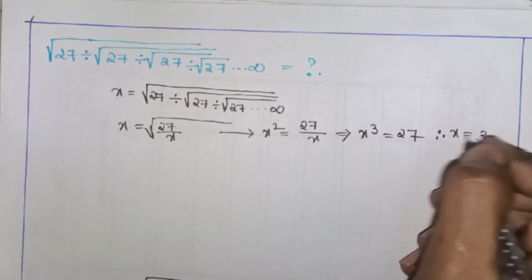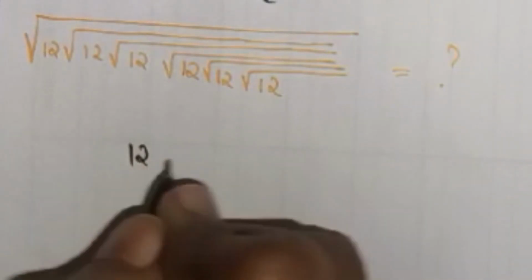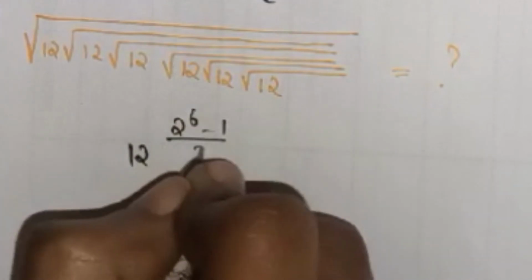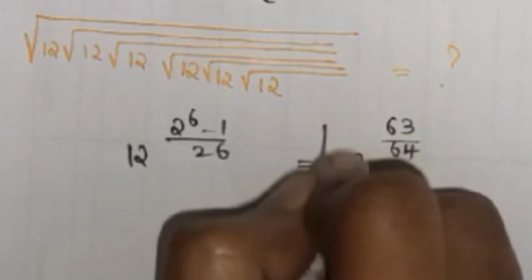Next question: if you have a question like this, here 12 is repeating 6 times, right? So you can write 12 power (2 power 6 minus 1) by 2 power 6, and you'll get the value. Here is the next question.